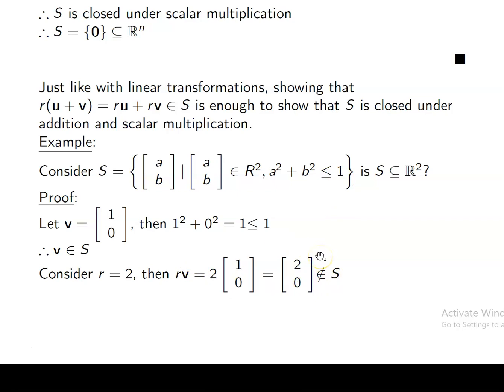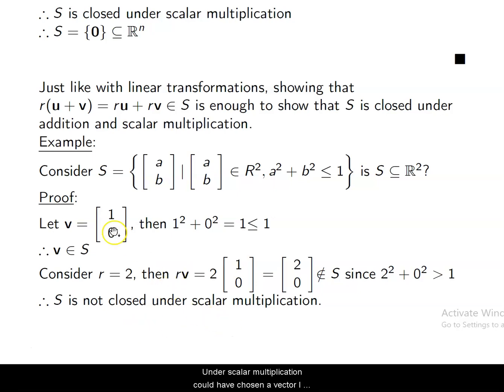So what I showed is that this is not closed under scalar multiplication. Okay, but I could have chosen a vector, I could have shown it's not closed under scalar addition as well, because I could have just chosen any other vector really. It doesn't really matter which one I choose, it wouldn't have worked. So therefore, S is not closed under scalar multiplication is what we have shown here with a counter example. And since it's not closed under scalar multiplication, that means that S is not a subspace of R2. End proof.